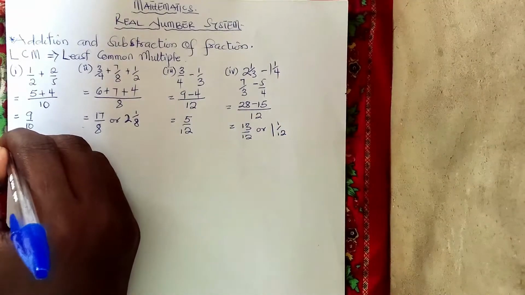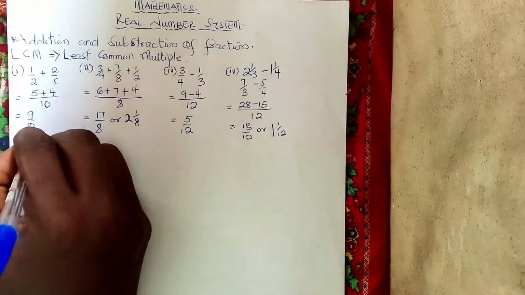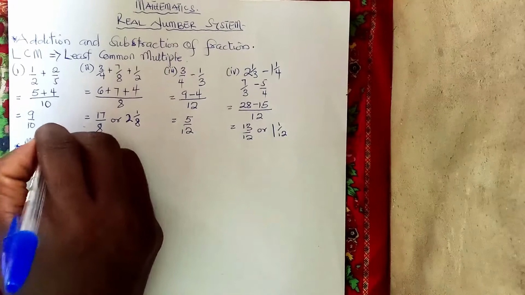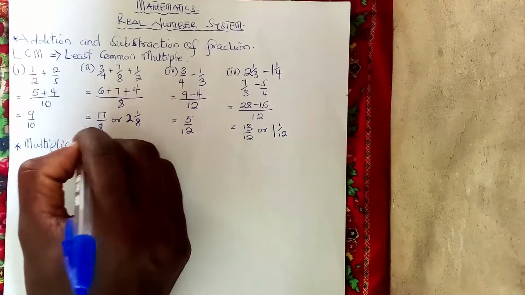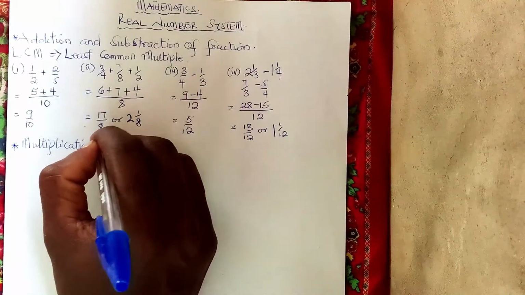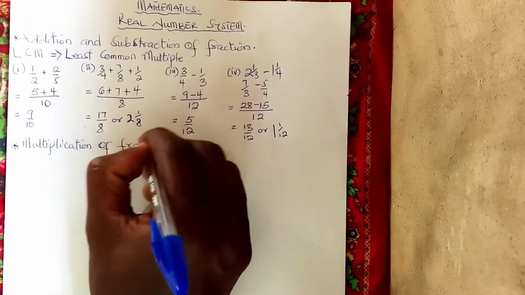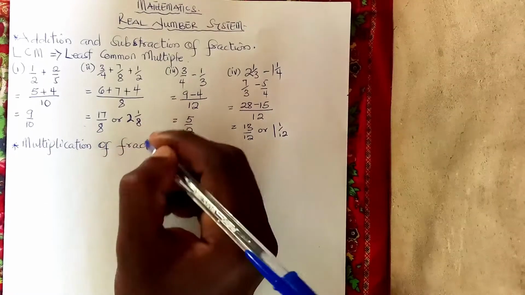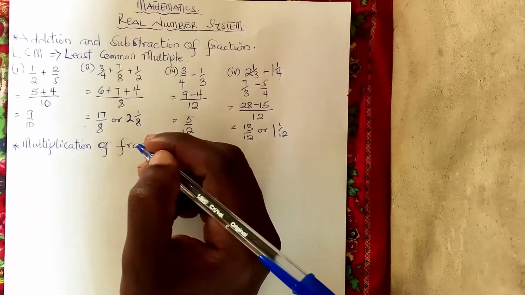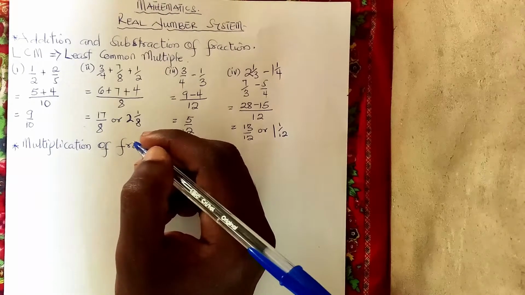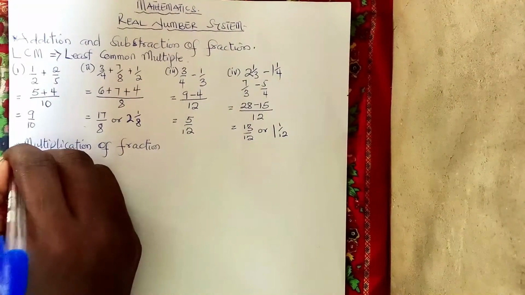The next is multiplication of fraction. With multiplication of fraction, there's no need of an LCM. So let's use an example so you have a better understanding of it.